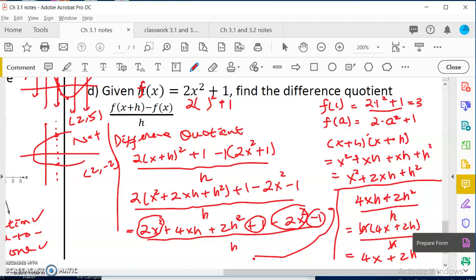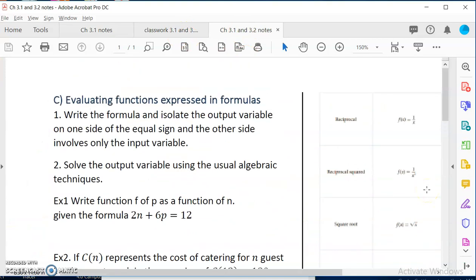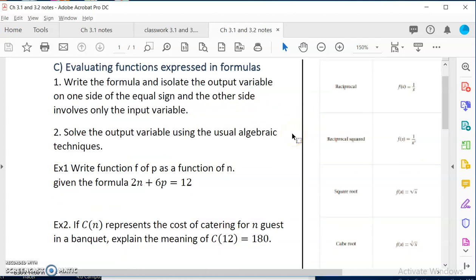Okay, so you will need to know how to do this. This is a required part of 3.1, a very important part of 3.1, especially if you are going to do business calculus or applied calculus. Okay, so the next part is to evaluate a function when you have a formula, and write a function out if you have a formula. So let's go over how to do it.